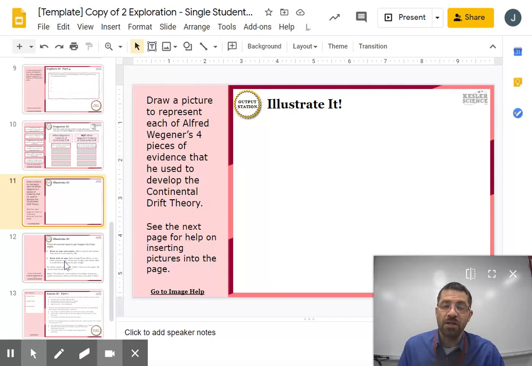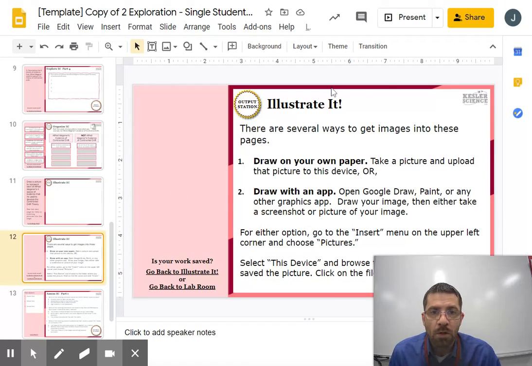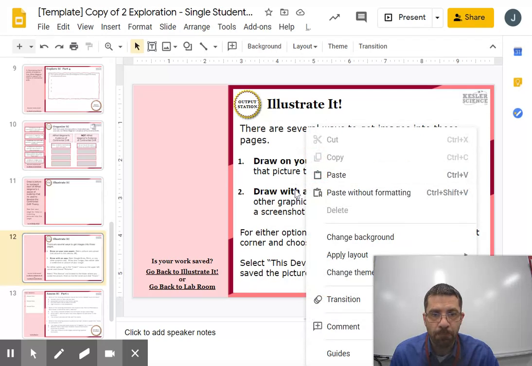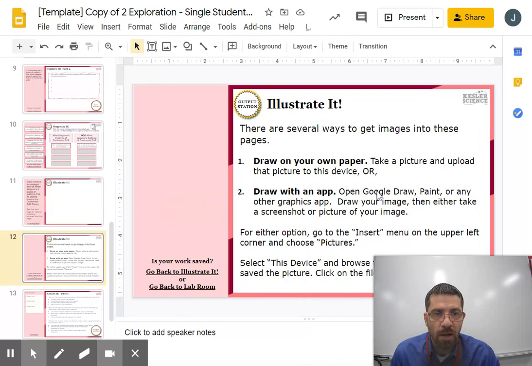The next slide is just an informational slide. These are several ways to get your images in the pages. You can draw on your own paper, take a picture, and upload the picture, which might be easier for most of you, so that is highly recommended. Or you can draw with some sort of app, Paint, or other graphics app, draw your image, then either take a screenshot or picture of your image.